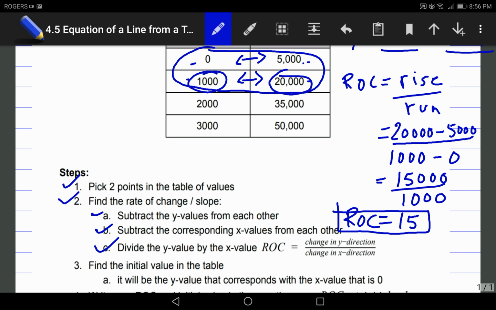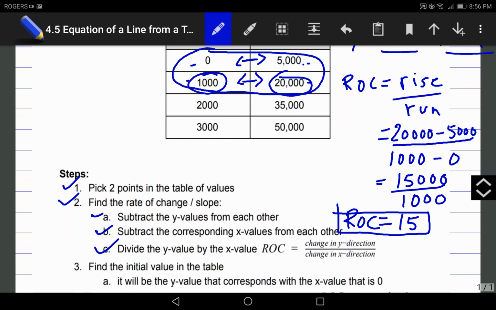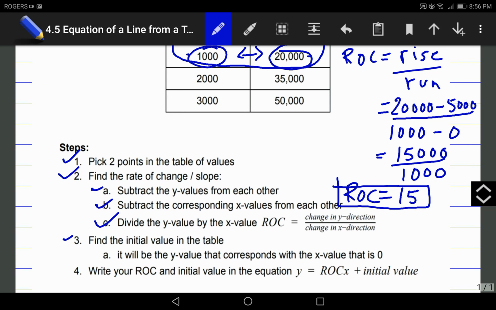Okay, so we just found our slope, or our rate of change. The last thing we need to find is our initial value here. Okay, so let's follow the steps. It says find the initial value in the table. It will be the y value that corresponds with the x value that is 0.